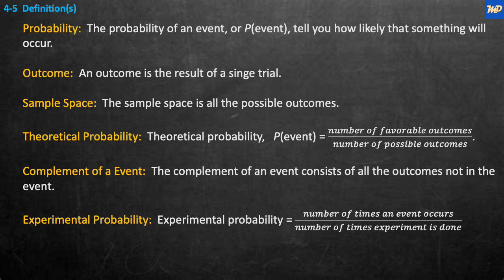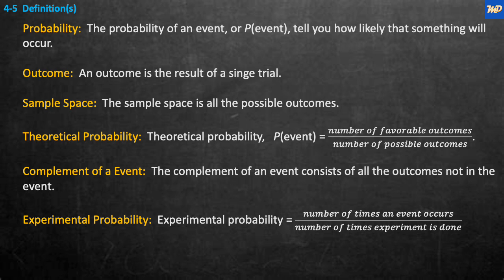Outcome. An outcome is the result of a single trial. Flipping a coin, the result is the outcome, whether it's heads or tails. The result is either one or the other. A sample space. The sample space is all the possible outcomes of a trial. Theoretical probability. The P(event), the probability of an event, is equal to the number of favorable outcomes to the number of possible outcomes.